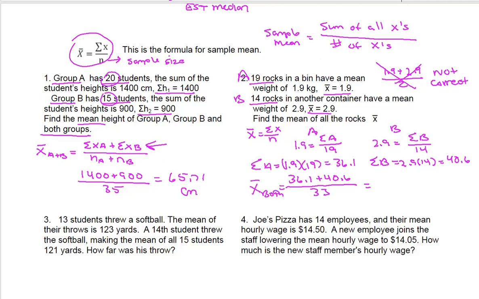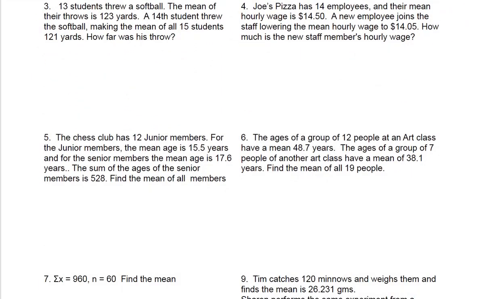And that's going to give you an average of 2.324 kilograms. In number 3, we have a different situation. Basically, we've got 13 students who have thrown a softball, and we know that their average is 123 yards. Now, what's happened is a 14th student has thrown the softball, and instead of telling me how far the kid threw, they tell me what the new mean is.